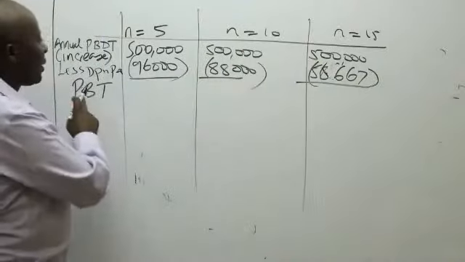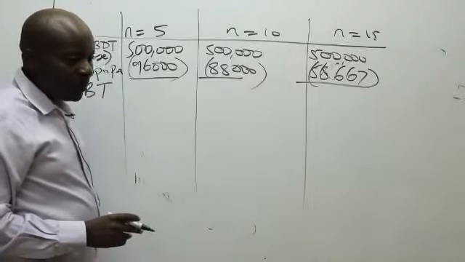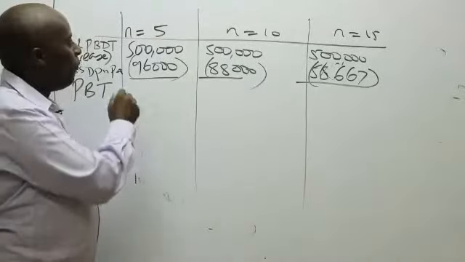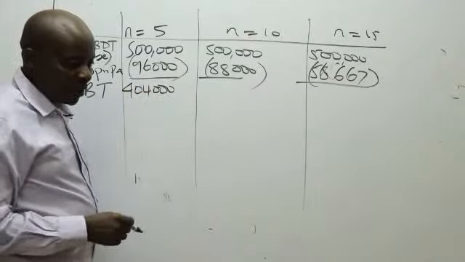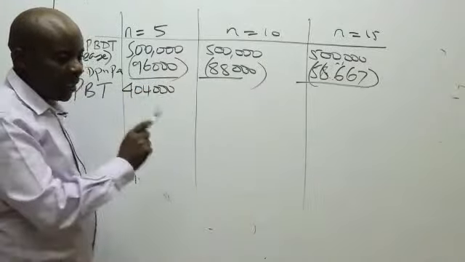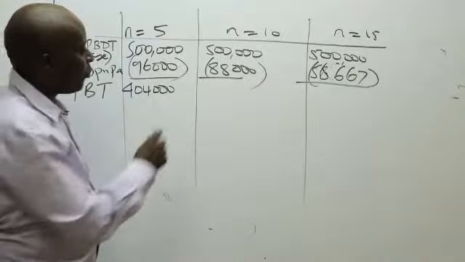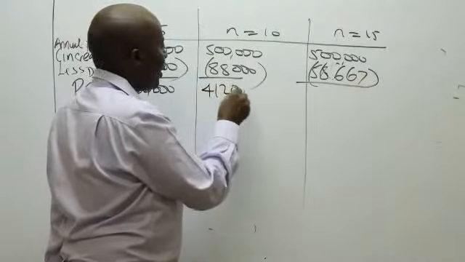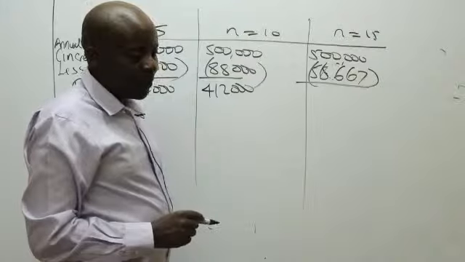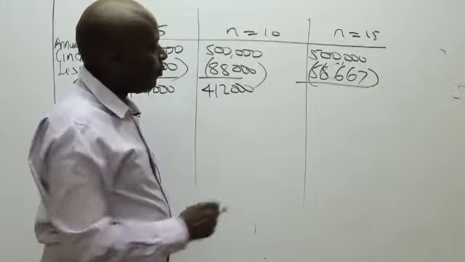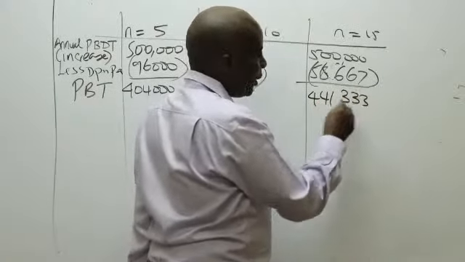So come here and give us now the profit before tax quite fast. Somebody give me the figure. 404,000. How about when n is 10? When n is 10, we have 412,000. When n is 15 years, 441,333. Thank you very much.